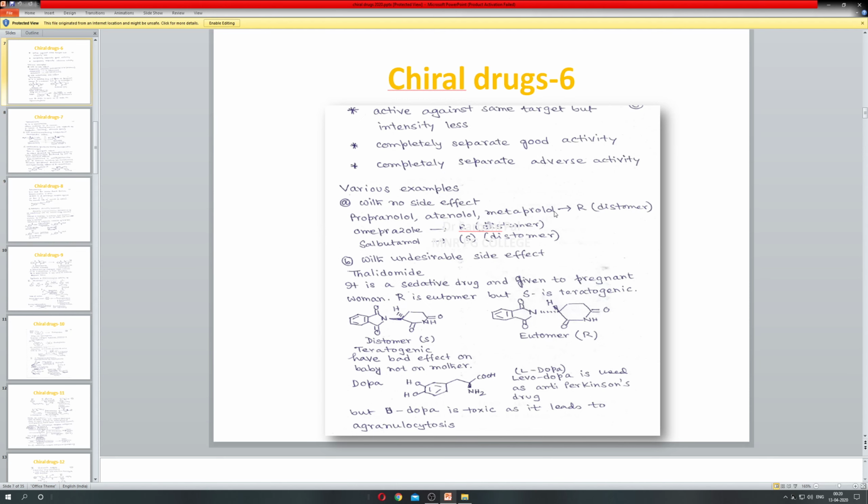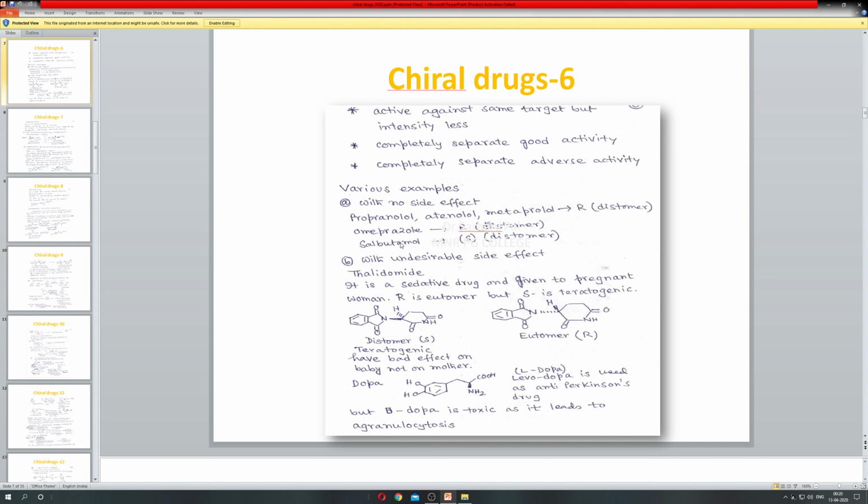are important drugs for hypertension. In all these cases, the distomer is R. So this R does not have any side effect. The second example under this category is Omeprazole. In Omeprazole, which is an anti-ulcer drug, here also R will be the distomer, which does not have any side effect.